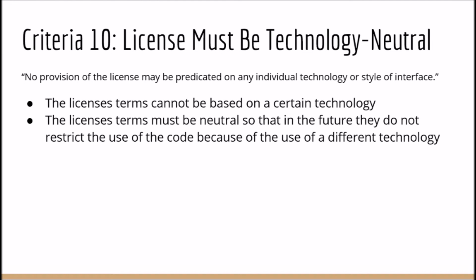Lastly, criteria 10, the license must be technology neutral. The license's terms cannot be based on a certain technology. The license's terms also must be neutral so that in the future they do not restrict the use of the code because of the use of a different technology.